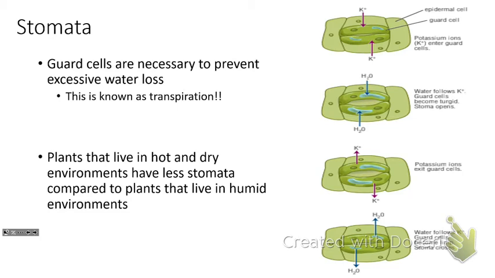Plants that live in hot and dry environments will have less stomata compared to those plants that live in humid environments. Why might that be? Why would there be less stomata in a cactus than there would be in a rainforest plant?